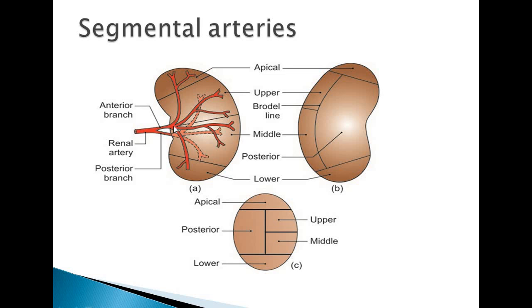These two branches are further divided into segmental arteries. In the kidney there are 5 vascular segments: apical, upper, middle, lower and the posterior segment. According to that, the renal artery is an end artery and each vascular segment functions independently. The anterior division will divide again into segmental branches, apical, upper, middle and the lower one, and the dotted line is the posterior division of the renal artery.